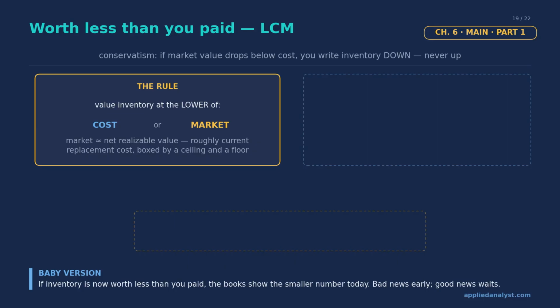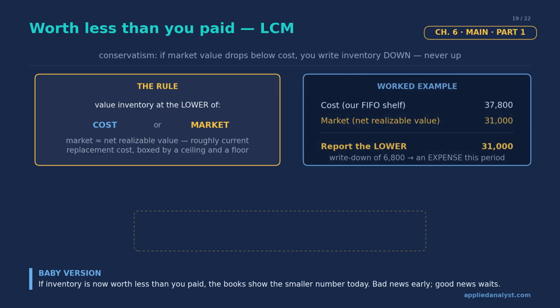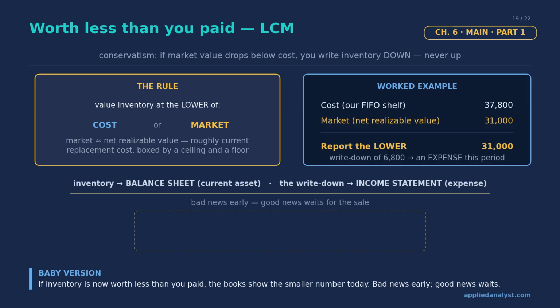Here's it worked, using a number you know cold. Your method priced the shelf at cost, our FIFO number, 37,800, but say market value has since dropped to 31,000. The lower one wins. You report inventory at 31,000, and that 6,800 write-down becomes an expense this period. And the placement, say it till it's a reflex. Inventory on the balance sheet as a current asset. The write-down to the income statement as an expense.